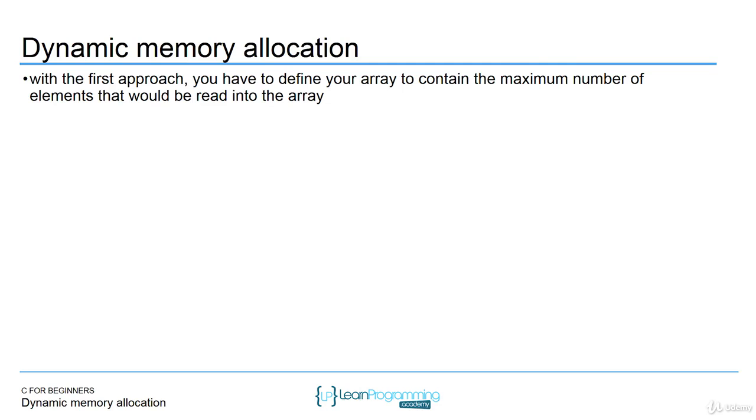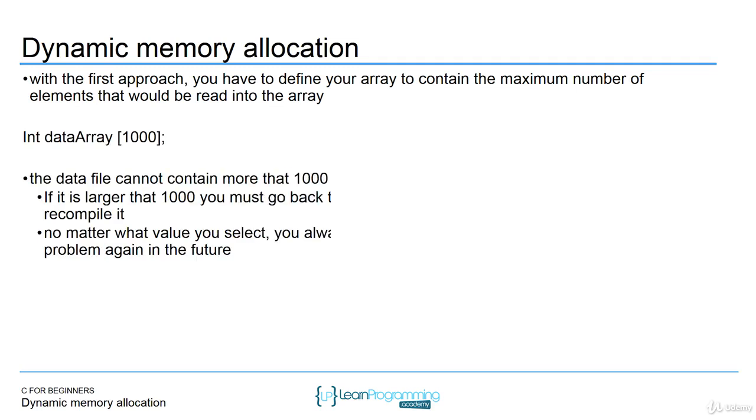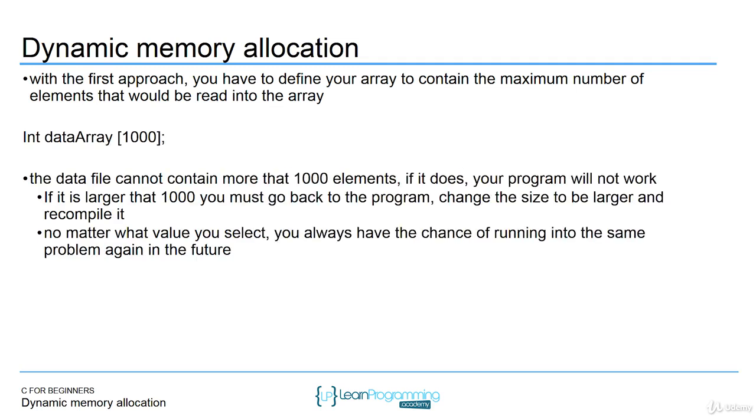So with the first approach, right, which we've been doing all the way up until now, whether it's an array or whether it's a data type, it's a fixed size. You have to define your array to contain the maximum number of elements that will be read into an array. So you would do something like this, int data array 1000. What this means though is the data file cannot contain more than 1000 elements. If it does, your program's going to break. So you just have to hope that whatever file you're reading in doesn't have a lot of data. Your program will not work with large sets of files or large files.